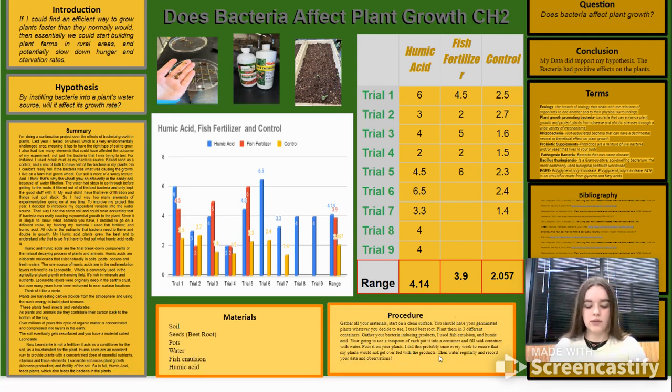Since it is illegal to know what bacteria you're housing, I decided to go a different route by feeding my bacteria. I decided to use fish emulsion because in the Far East, fish are a major source of food and fertilizer for the plants, and I decided to test with humic acid. Most people don't know a lot about humic acid, but I hypothesized that it would grow the best.